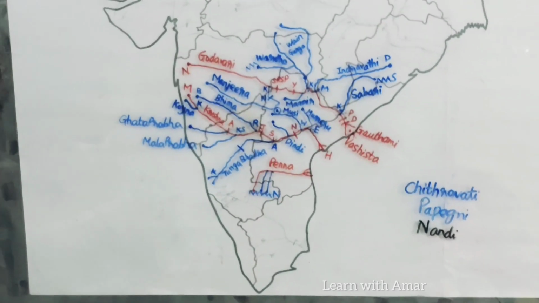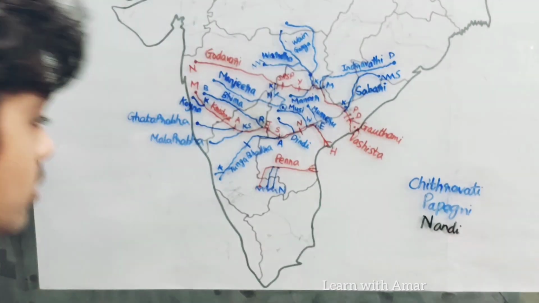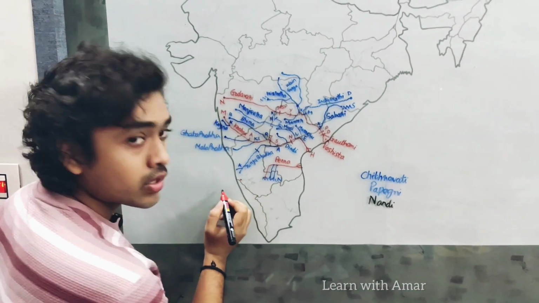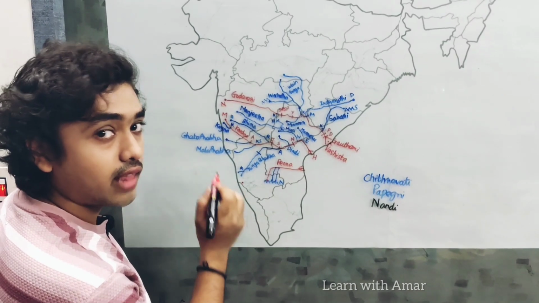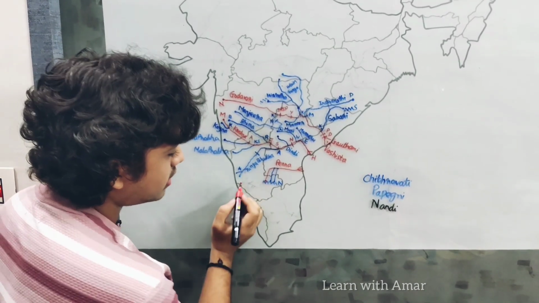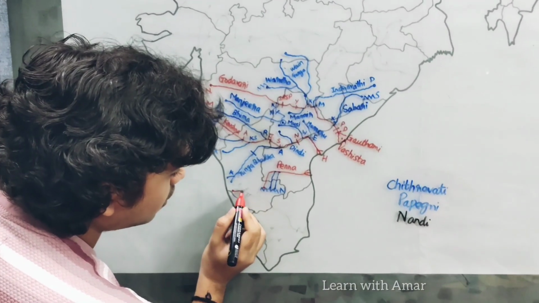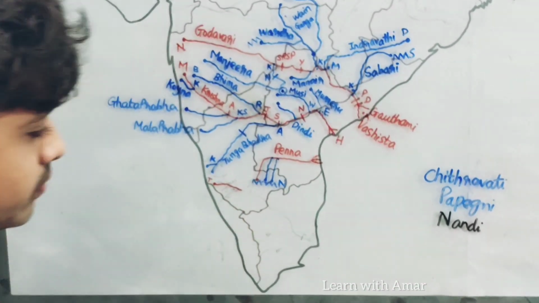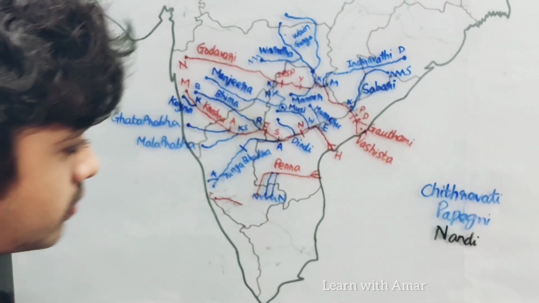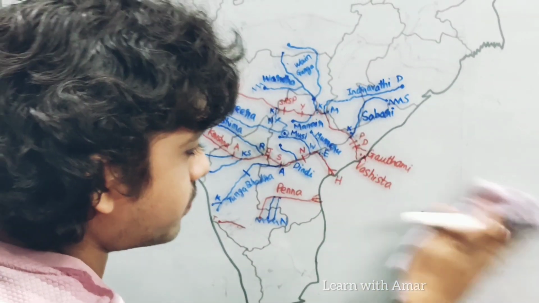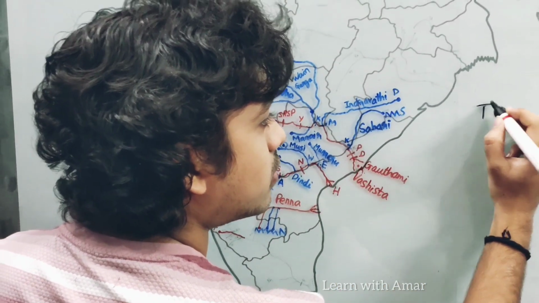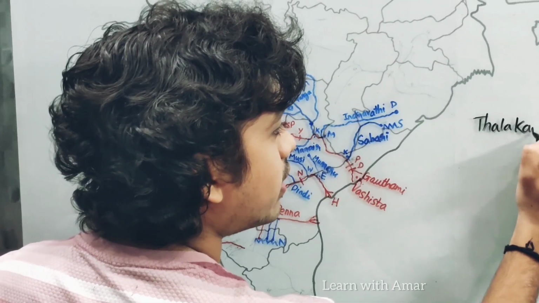Next we come to another important major river in South India. This is Kaveri river. So Kaveri river originates at Talakaveri in Western Ghats in Karnataka. So this is Kaveri, this is Talakaveri.